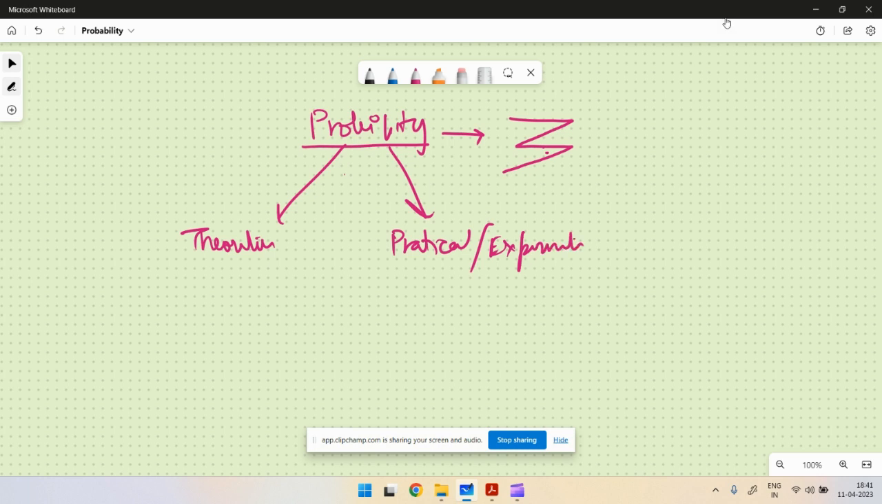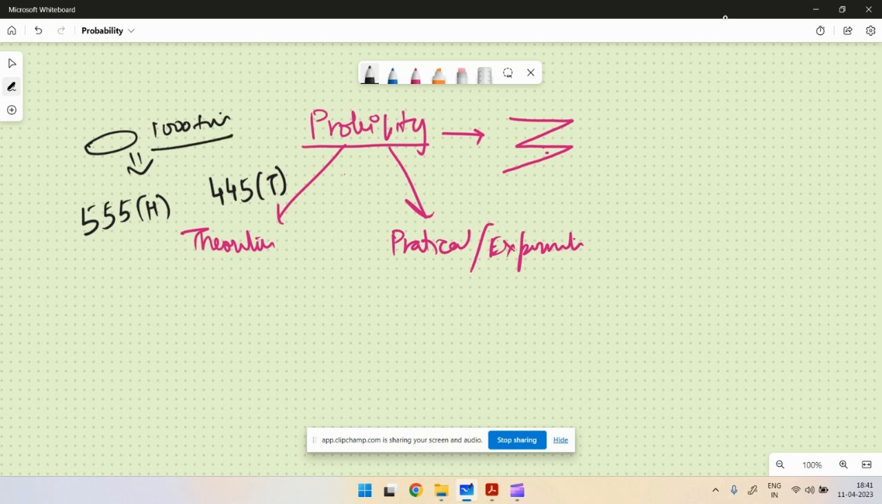For example, if you toss a coin 1,000 times, and the result is you get 555 heads and 445 tails. You add this, it is 1,000. Yes, 555 heads and this is tails. So this is experimental probability.